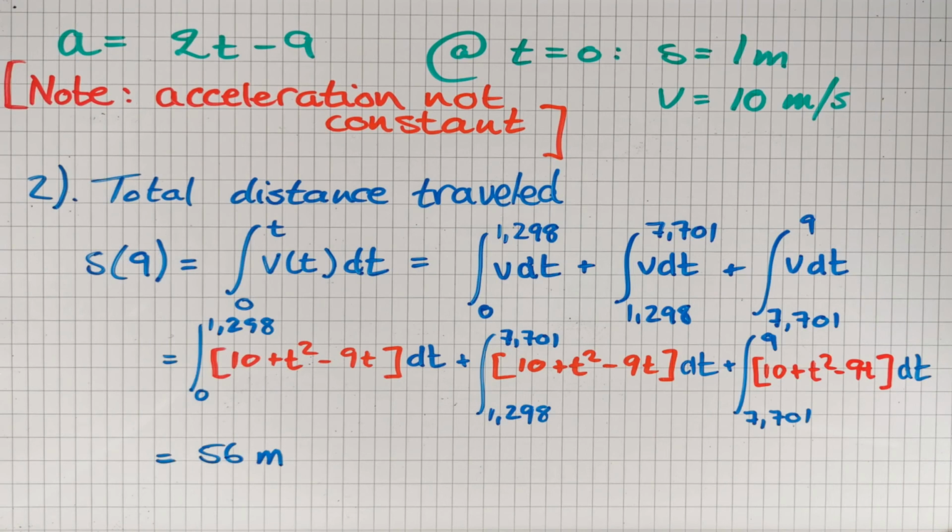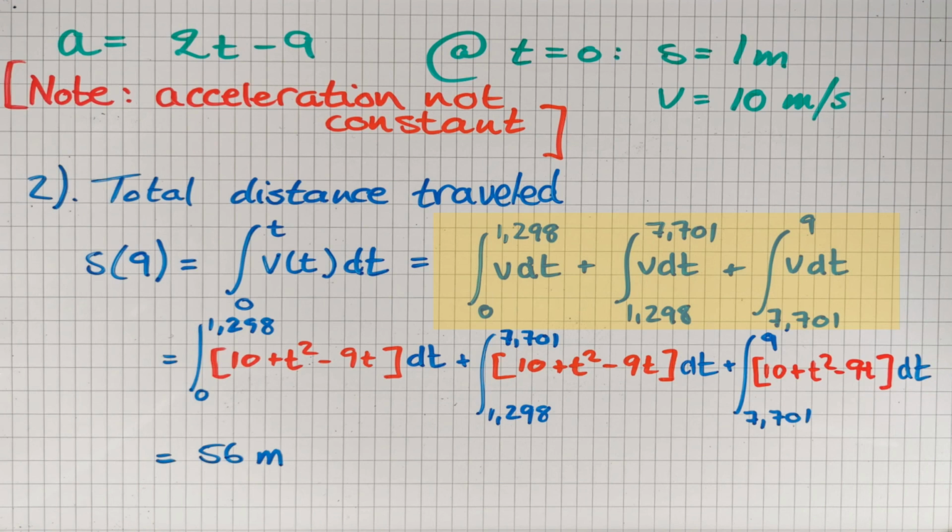So, the total distance traveled is the distance traveled from time 0 to time 1.298, that's when it turns around. Then again from 1.298 seconds to the second point where the particle stops, 7.701 seconds, and then from 7.701 seconds to 9 seconds. So we break this integral up into 3 integrals to consider each section of motion between the points where the particle stops.